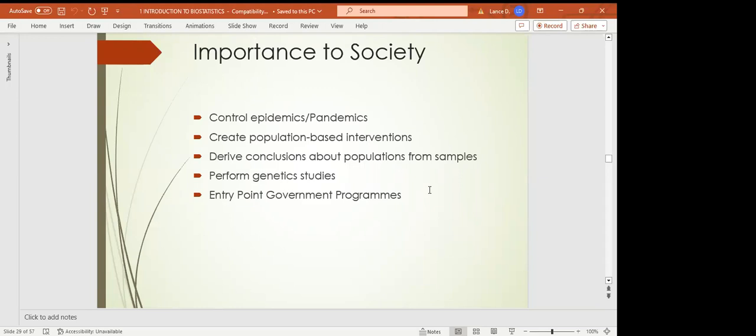So when persons realized that the rate of contraction of COVID-19 was going up rapidly across the world, immediately these companies used that information, the biostatistics that they got, and started to create vaccines rapidly so people could get it. So it helps to control epidemics and pandemics. And the difference between epidemics and pandemics, do we know? Do we know what constitutes an epidemic versus what constitutes a pandemic?